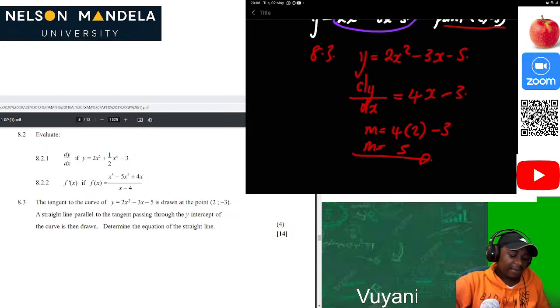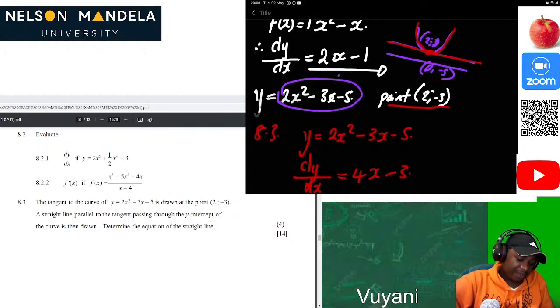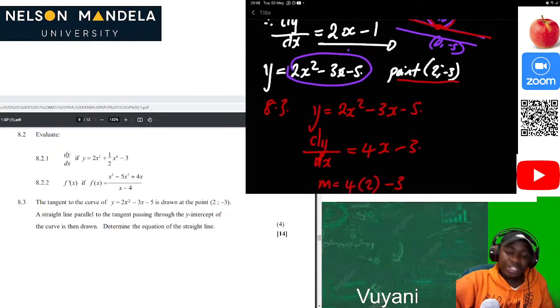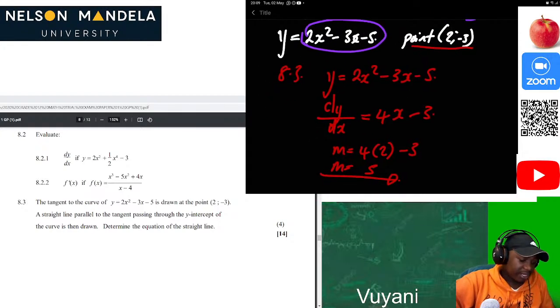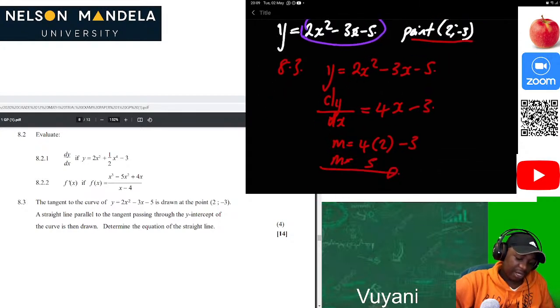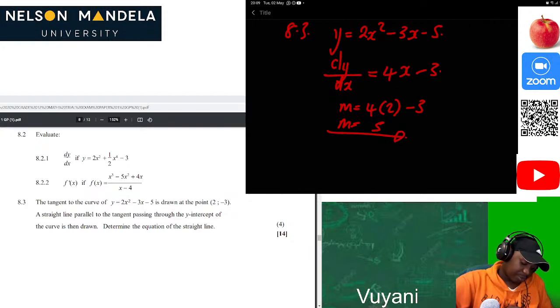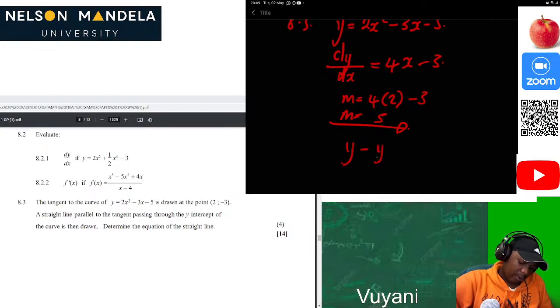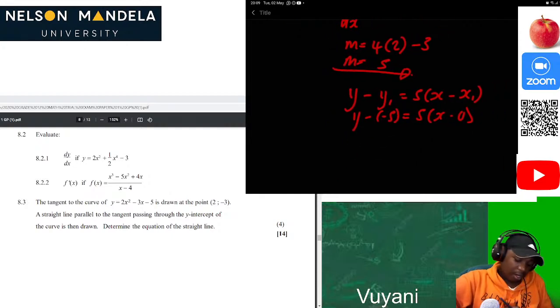Now they say determine the equation of this parallel straight line, which is on the point (0, -5). We know that y minus y1 is equal to m times (x minus x1). So y minus (-5) is equal to 5 times (x minus 0). Then y plus 5 is equal to 5x, then y is equal to 5x minus 5.